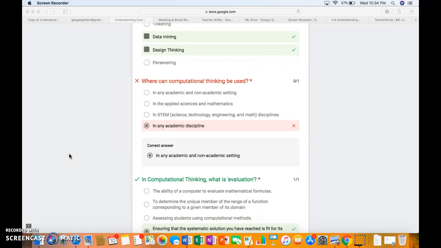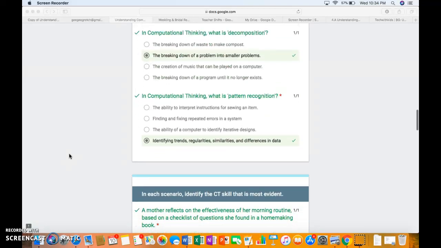Next, where can computational thinking be used? Again, I just answered a little too fast, even though this is the last one. Anyway, it's not just academic disciplines, it's also non-academic settings. So you can do this as a mother, you can do this as a coach, but that also has to do with academics. As a boss, you could do this in many different situations to solve problems, like mentioned above.